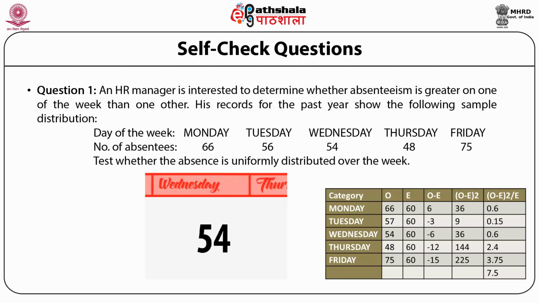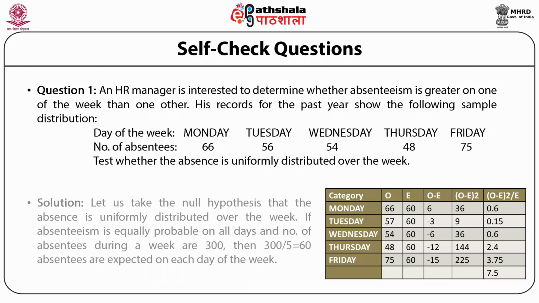Now we need to test whether the absence is uniformly distributed over the week. Let us take the null hypothesis that the absence is uniformly distributed over the week. If the absenteeism is equally probable on all days, the number of absentees during the week is 300 divided by 5, which comes to 60 absentees, the expected value for each day of the week.